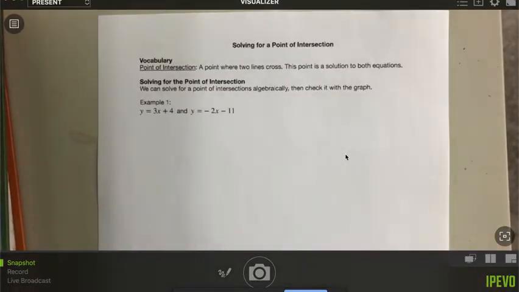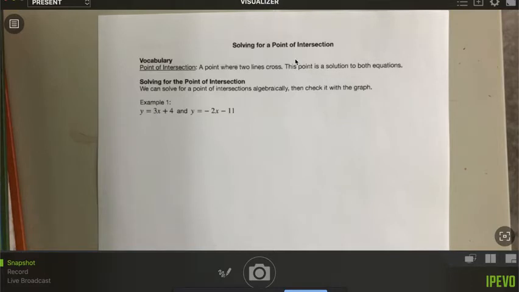So for today, we're going to keep building upon what we know about solving and what we know about lines on graphs. And so you're going to see here that we're going to solve for a point of intersection. And we can think of that in two ways. It's a point where two lines cross. I've asked you to look for that before. But more recently, think of it as being a solution to both equations.